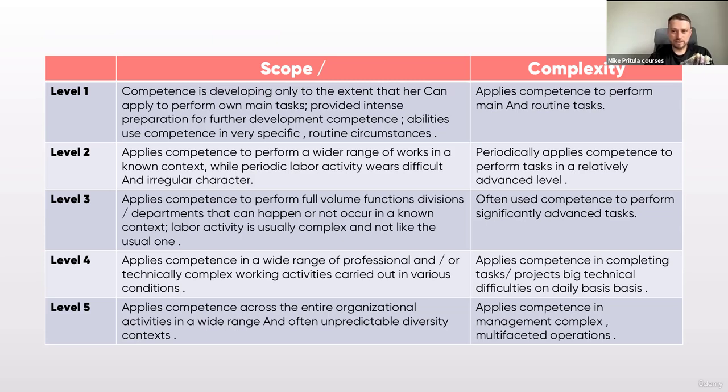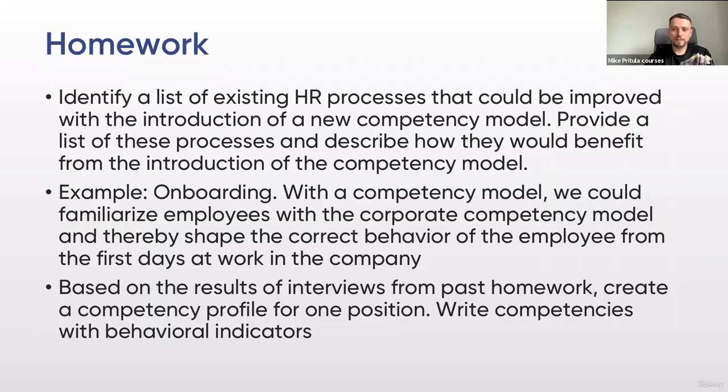Now for the homework assignment. Identify existing HR processes that could be improved with a new competency model. List these processes and describe how they would benefit from a competency model. Example, adaptation. With a competency model, we could introduce employees to the corporate model and shape proper behavior from their first days at the company. Based on interview results from the previous homework, create a competency profile for one position and assign competencies with behavioral indicators. That's the homework assignment.